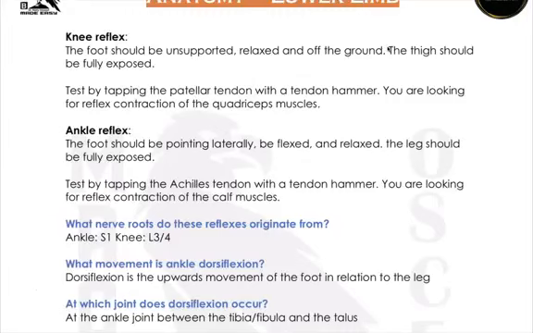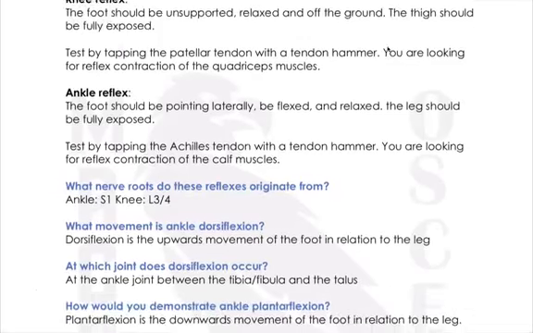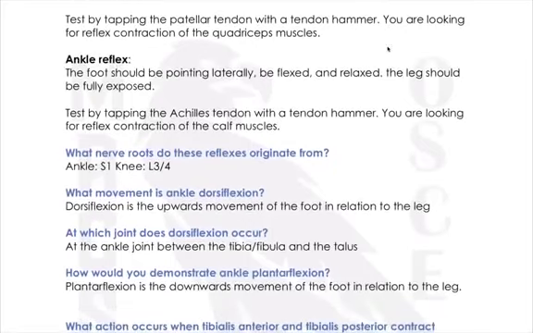Okay. Next is, what are the nerve roots of the reflexes? So for the ankle one, it is S1, and for the knee reflex, it is L3 and L4. Okay. So the same question here.